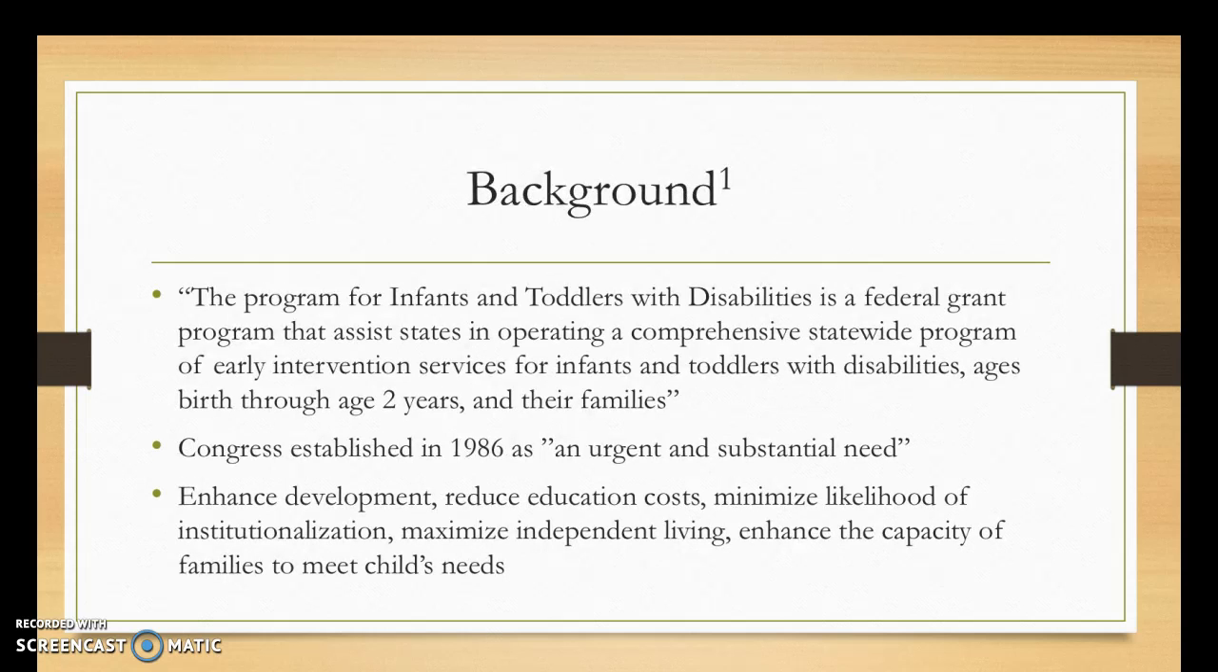First, some background. Part C is a program developed for infants and toddlers with disabilities, and it's a federal grant program which assists states in operating a comprehensive statewide program for early intervention services, ages birth through 2, and their families. It was established in Congress in 1986 as an urgent and substantial need. This program helps to enhance development, reduce education costs, minimize the likelihood of institutionalization, maximize independent living, and enhance the capacity of families to meet their child's needs.